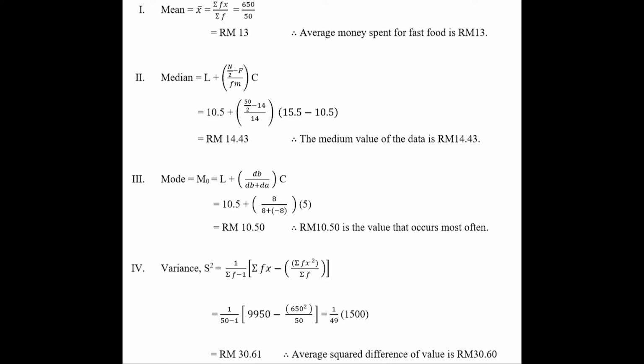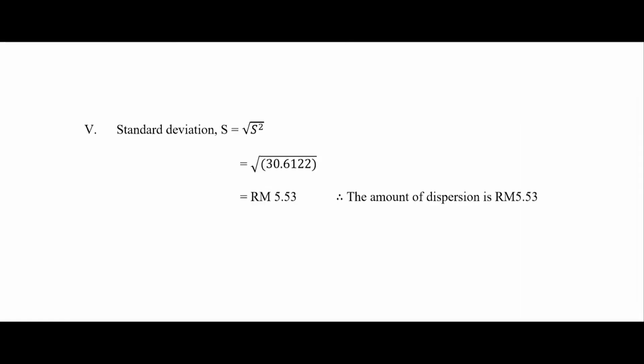For the variance, or S to the power of 2, we can use the formula 1 over sigma f minus 1, times sigma fx squared minus sigma fx to the power of 2 over sigma f. When we put the values in the formula, it is 1 over 50 minus 1 times 9950 minus 650 to the power of 2 over 50, and we get the answer 30.6122.